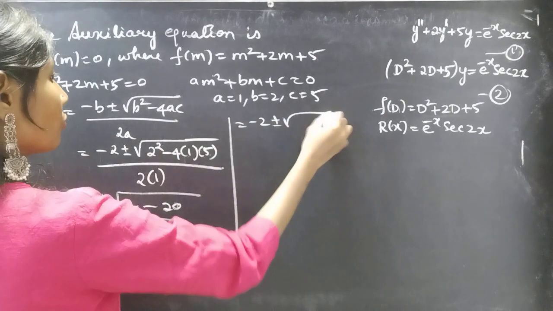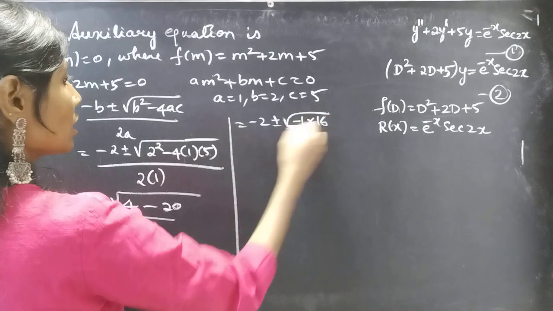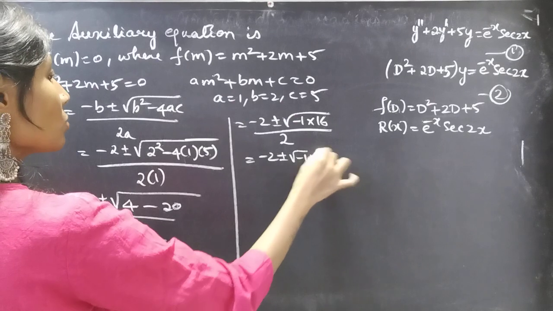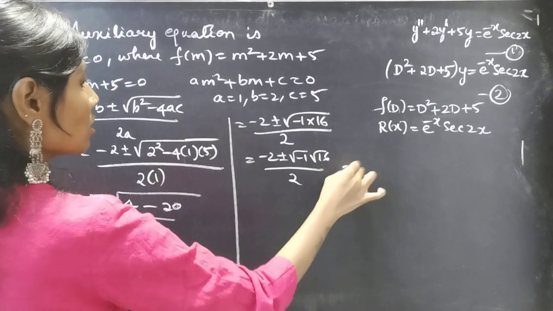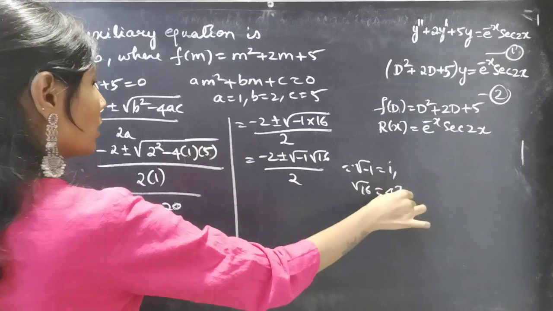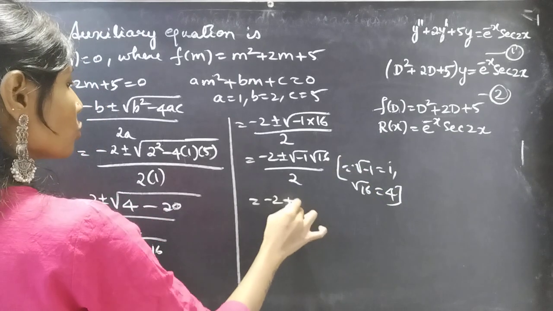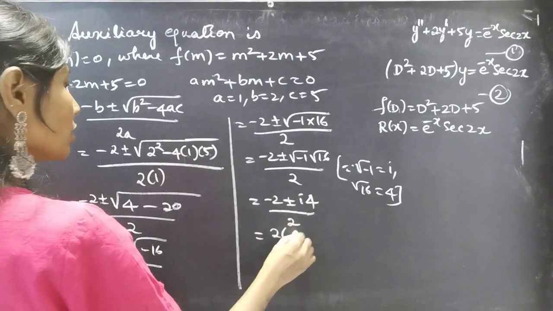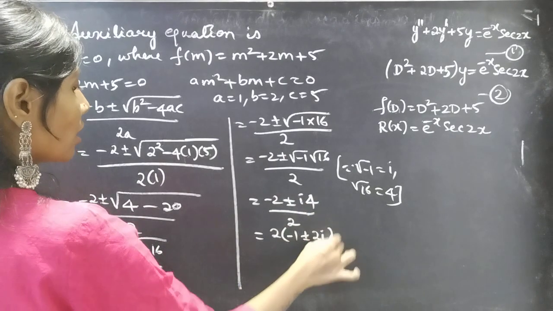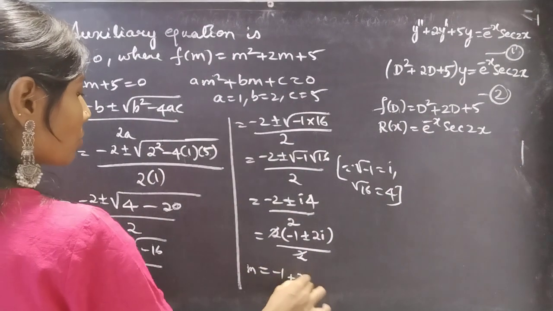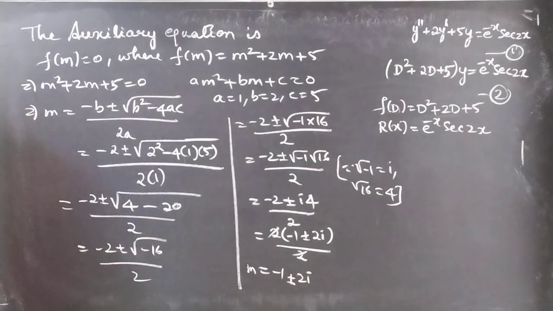Now let's write square root of minus 16 as minus 1 into 16. Now we can split the square root as square root of minus 1 into square root of 16, by 2, since square root of minus 1 is i and square root of 16 is 4. Then we'll get minus 2 plus or minus i 4 by 2. Now take 2 common from the numerator. You'll get 2 times minus 1 plus or minus 2i by 2, where 2 gets cancelled, and you'll get m equal to minus 1 plus or minus 2i. A pair of complex conjugate roots.